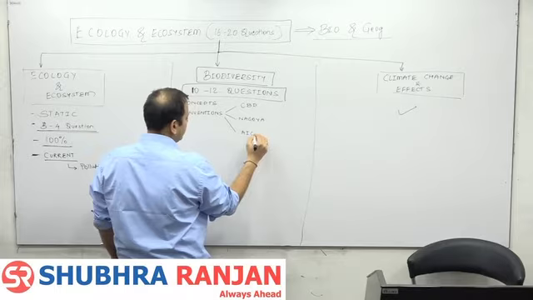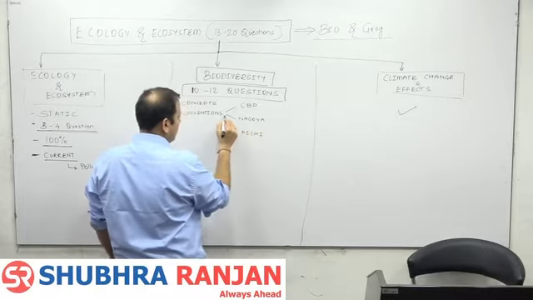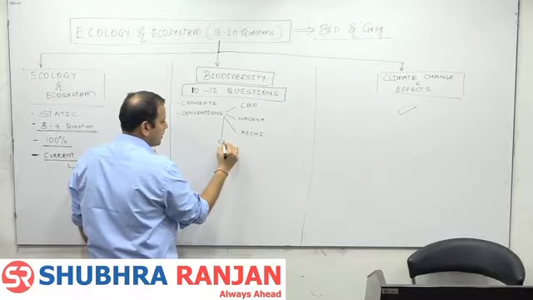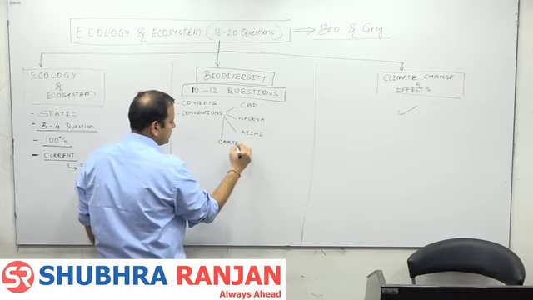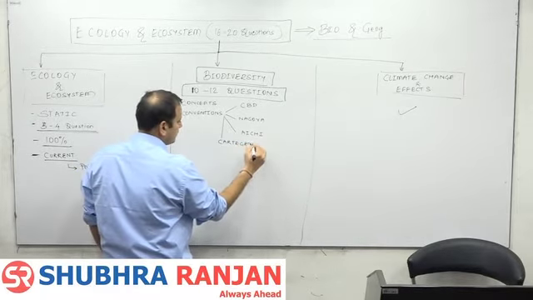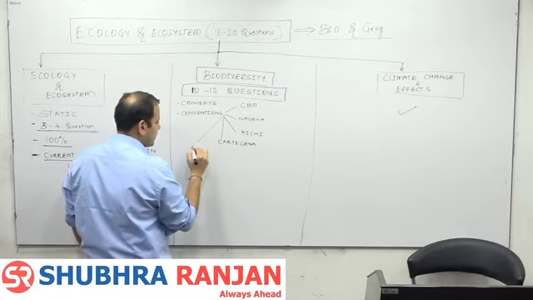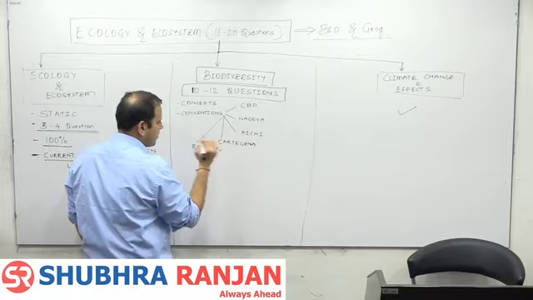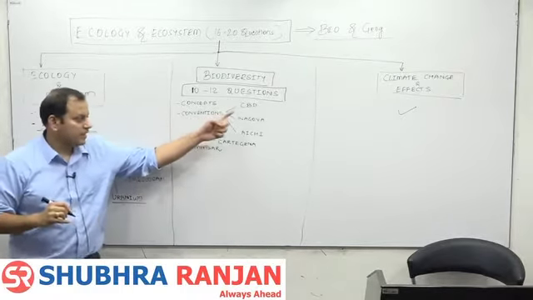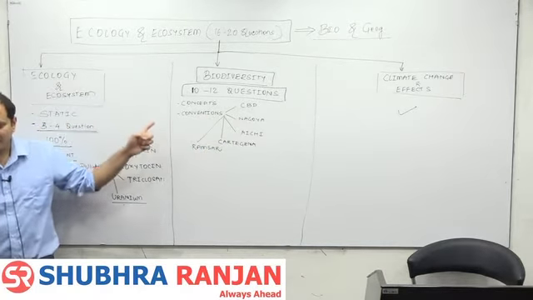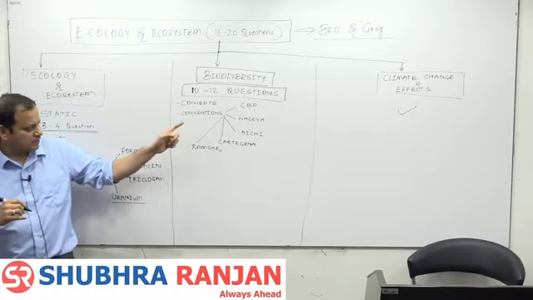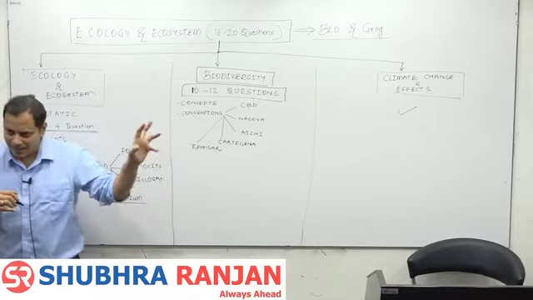Aichi, Cartagena, Ramsar convention. So these are the international conventions which are the part of the biodiversity. So from these, Ramsar, which is a natural lake, which is an artificial lake, which animals are there.